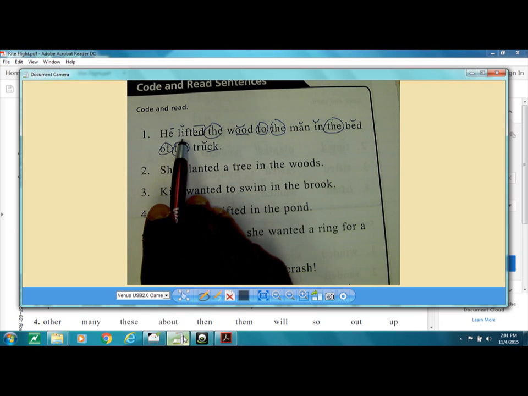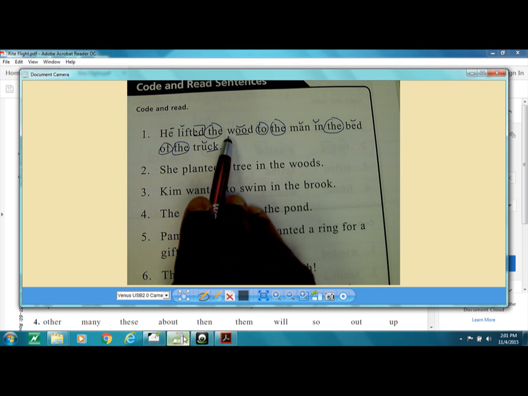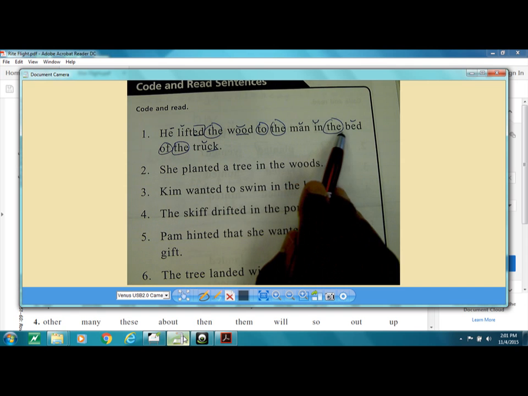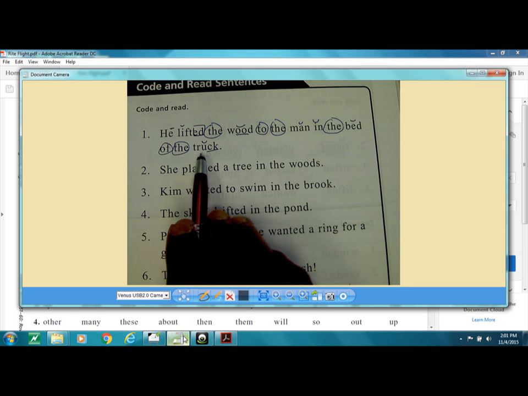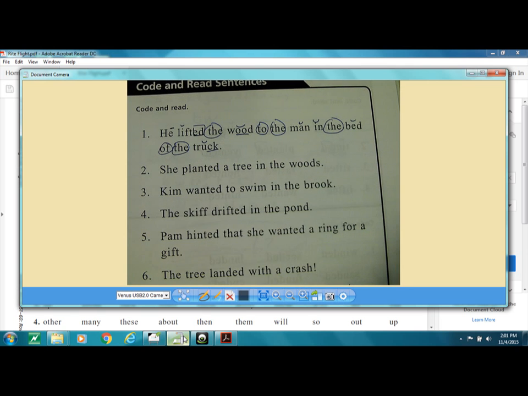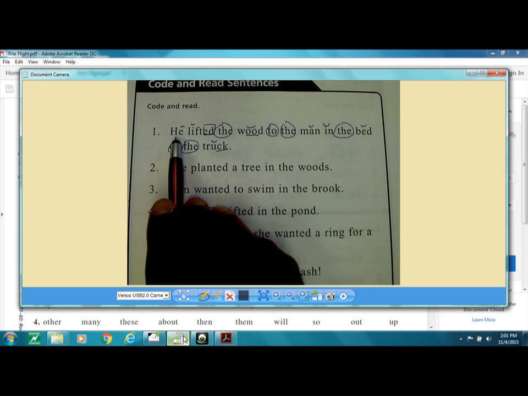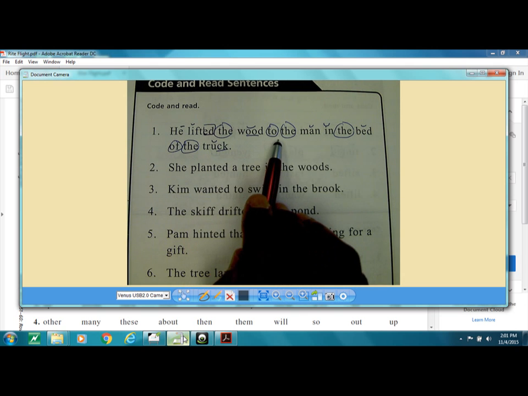He lifted the wood to the man in the bed of the truck. Now, I went slowly. When we get ready to talk, we're not going to pause like that. So when we read and when we talk, we do a little bit better than that. So let's see if we can read it fluently. He lifted the wood to the man in the bed of the truck.